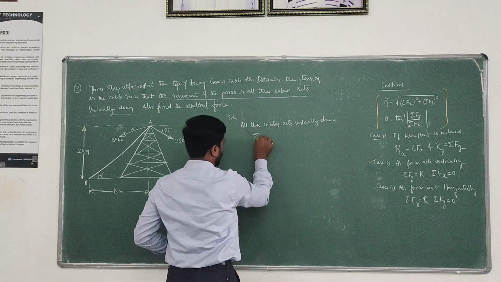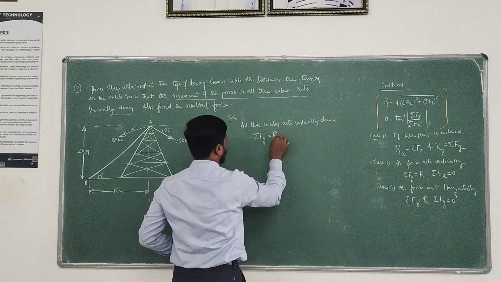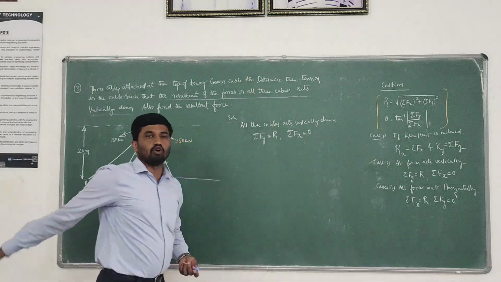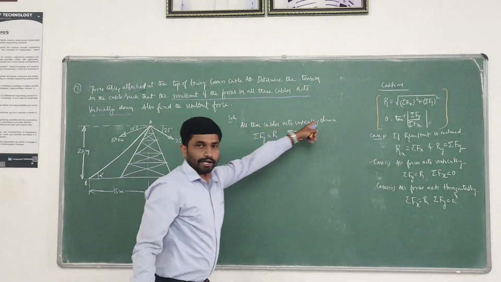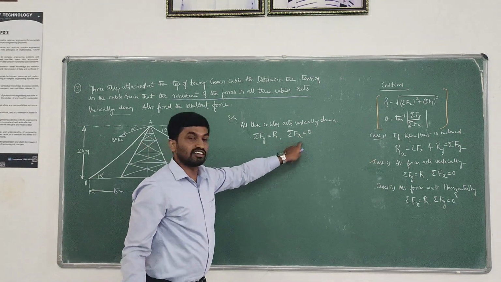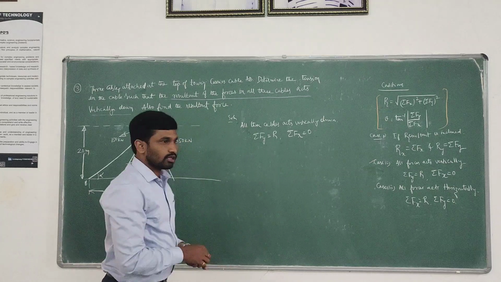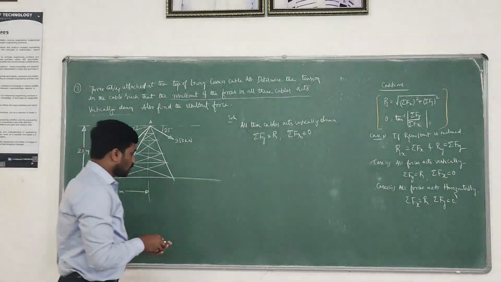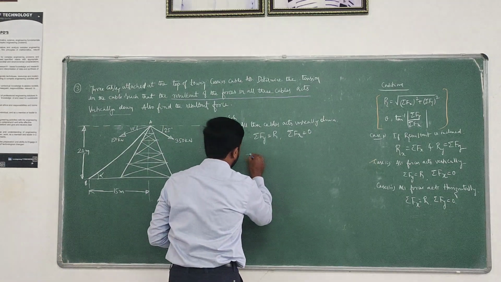Therefore, sigma Fy equals R and sigma Fx equals 0. Because of this condition, we are imposing sigma Fy equals R and sigma Fx equals 0. Now I am coming to the given diagram. I will write the free body diagram. So how to write the free body diagram?